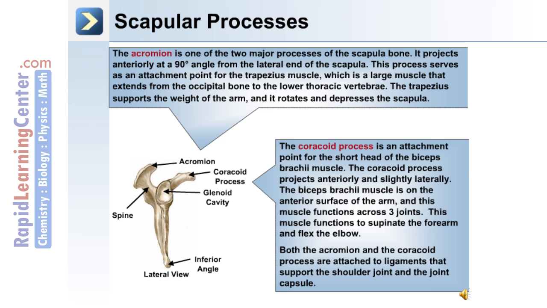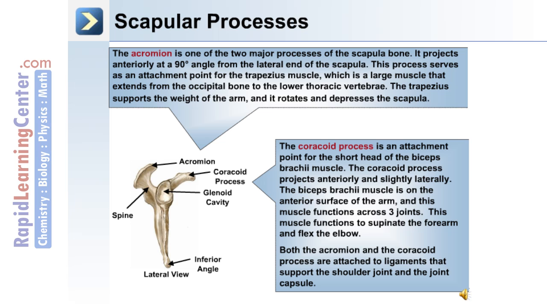The coracoid process is the second major process of the scapula. It's an attachment point for the short head of the biceps brachii muscle. The coracoid process projects anteriorly and slightly laterally.